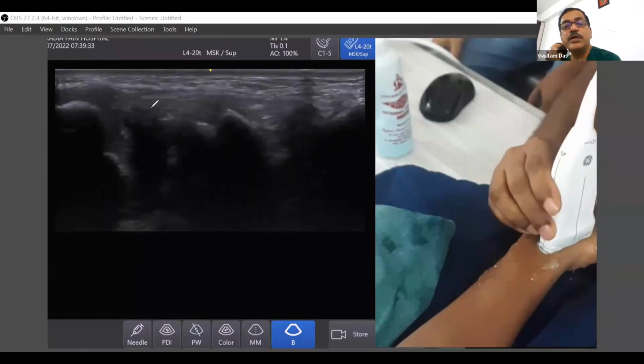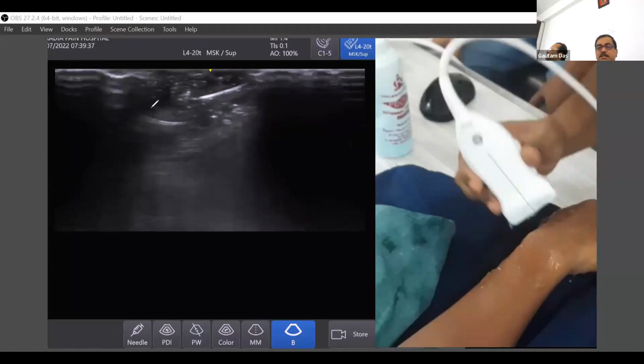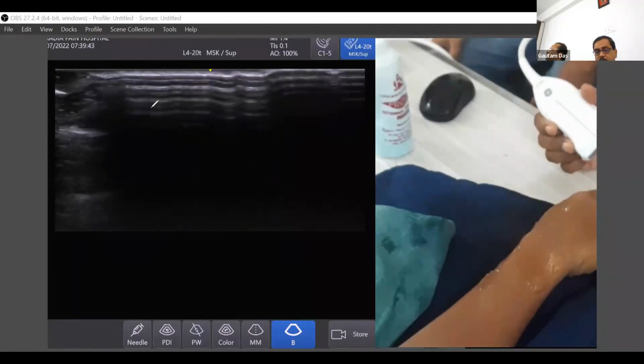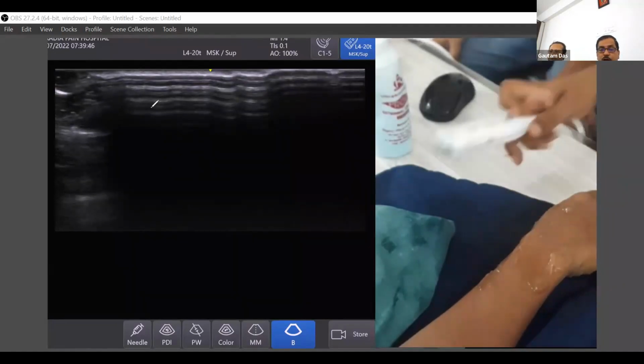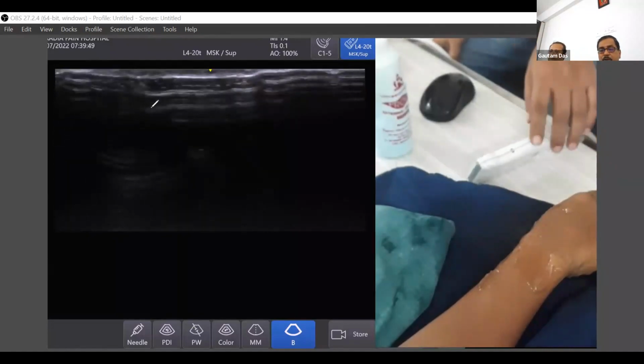And as I told you, intrinsic ligaments are not always seen nicely. Some of the ligaments are seen nicely and some of the ligaments are not seen. So if you have any question, if you wish to ask me to demonstrate some structures again, I'll be happy to demonstrate it again.